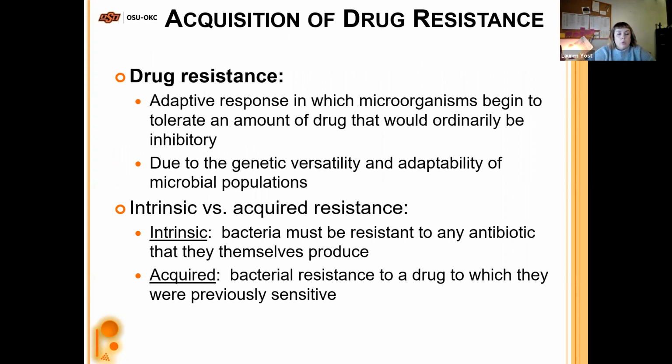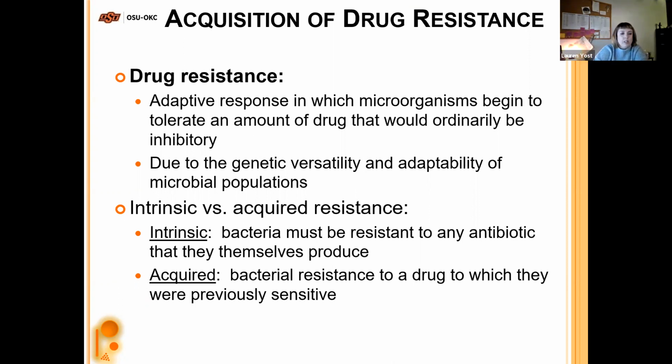Drug resistance. So when organisms become resistant to a drug, what is happening? It's usually an adaptive response where microorganisms begin to tolerate an amount of drug that would ordinarily be inhibitory. How can this happen? This is usually due to genetic versatility and adaptability of microbial populations. Because they are growing so fast and multiplying so much, they can have introduction of beneficial mutations that are going to help them survive better in that condition. So the ones that do survive better in that condition will go on to reproduce.